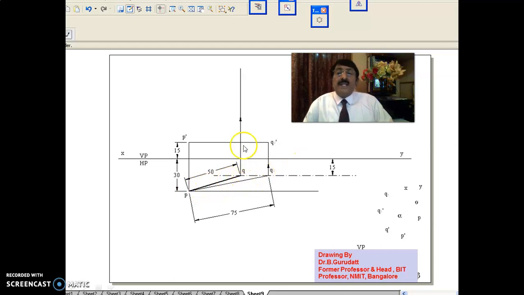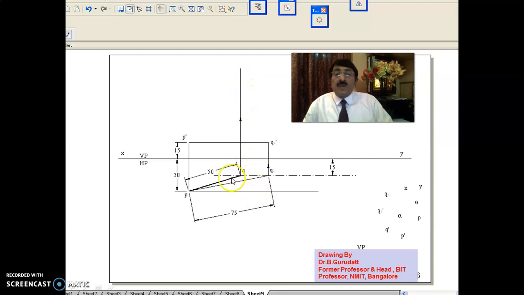Then immediately take a projector to the front. Somewhere here you get Q dash. Now how to get Q dash? This Q dash and Q is an end projector.